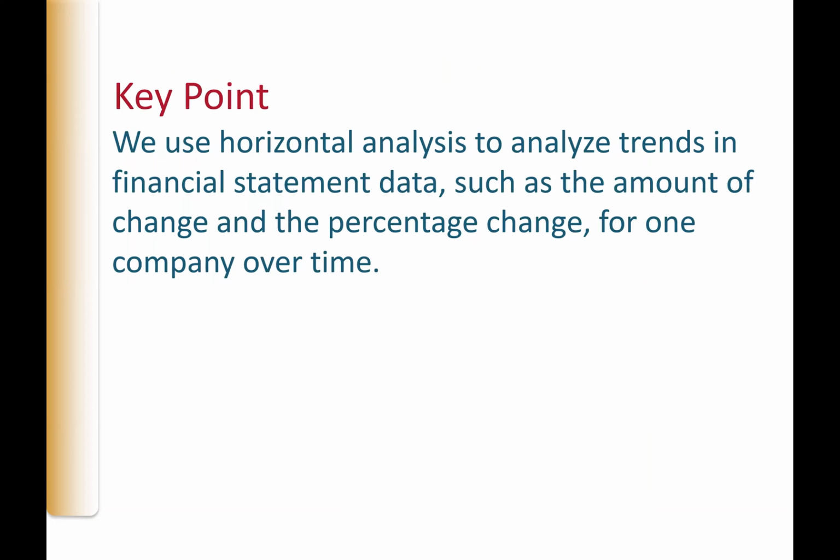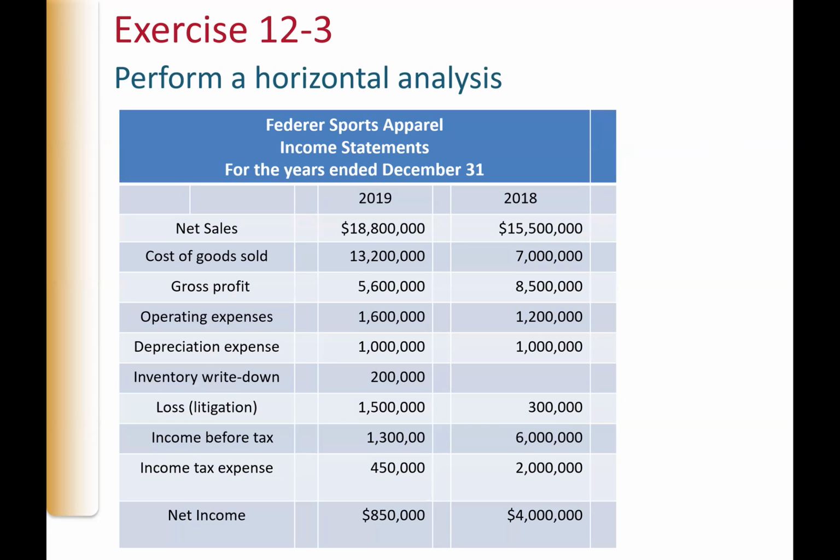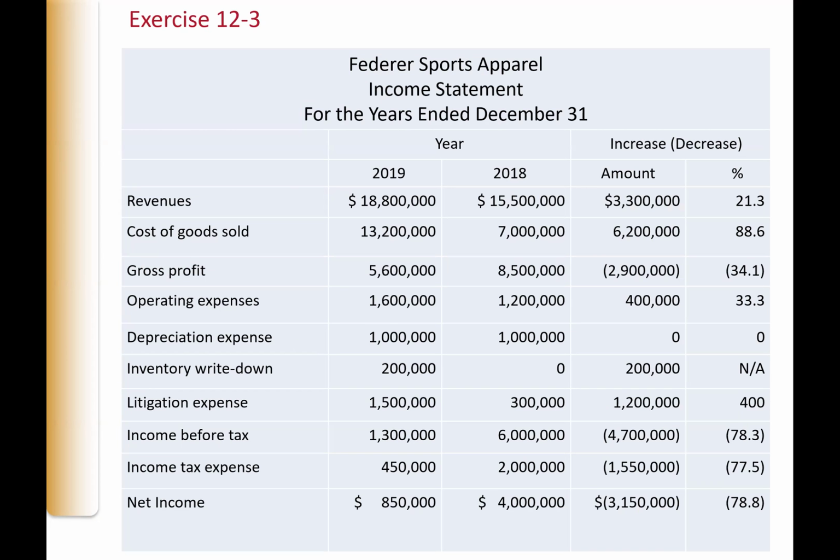We use horizontal analysis to analyze trends in financial statement data, such as the amount of change and the percentage change for one company over time. So again, we'll do an exercise regarding horizontal analysis. We've got Federer Sports Apparel. We've got 2 years. To do a horizontal analysis, the 18.8 minus the 15.5 is the 3,300,000. Divide that by 15.5 gives us our 21.3%.